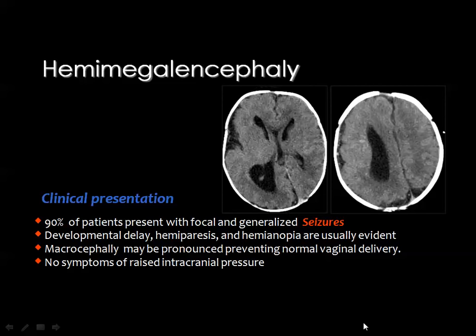You should remember that the most important presenting symptom in all this group of diseases is seizure. It may be associated with developmental delay, hemiparesis, hemianopia, and other presenting symptoms, but the most important one is the seizure.